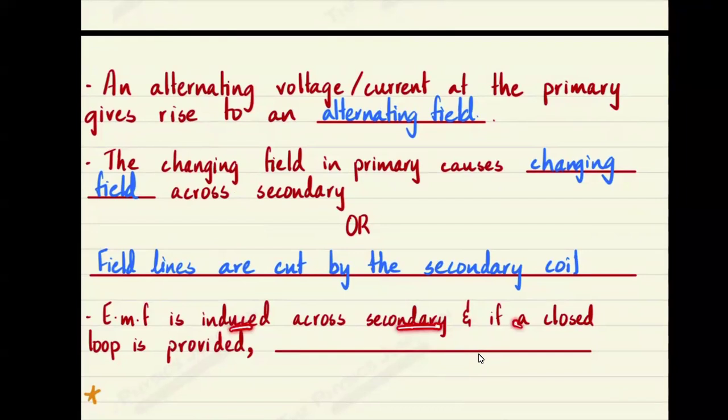Sometimes the examiner does ask how a voltage on the primary leads to a voltage on the secondary as well. And sometimes it says how does it lead to a current here. Then you also need to say that because that EMF is provided across a closed loop, an induced current flows.